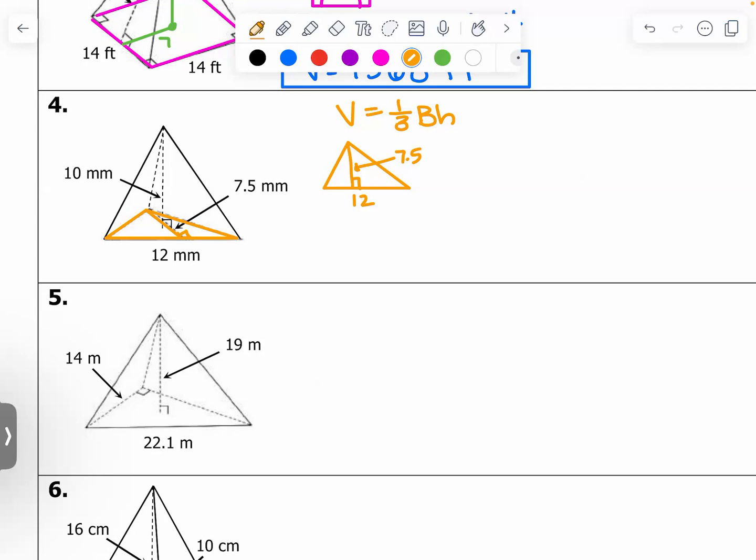Okay, what is 10 pointing to? Of the pyramid. Okay, 10 is the height of the pyramid. So when we go to find our volume, we are going to take 1/3 area of the base times the height of our pyramid. But since our base is a triangle, how do we find the area of a triangle? 1/2 base times height. So I'm going to have to take 1/2 times 12 times 7.5.